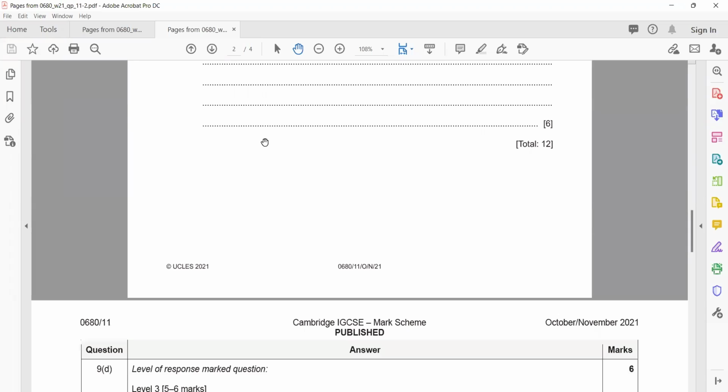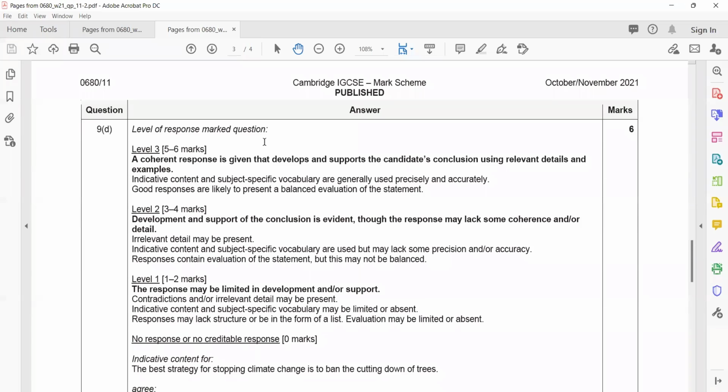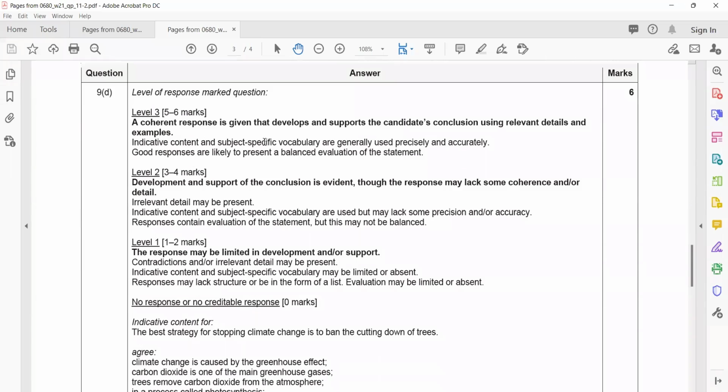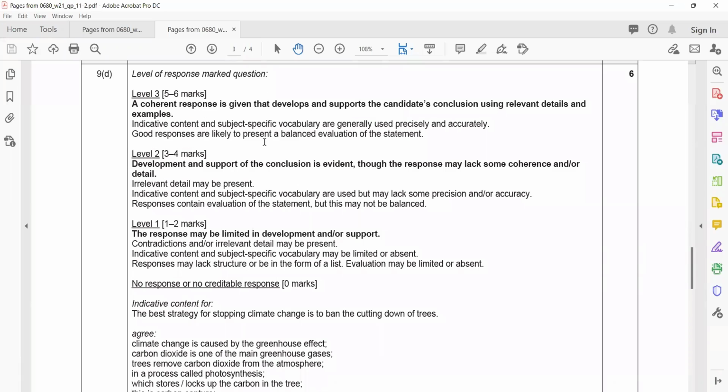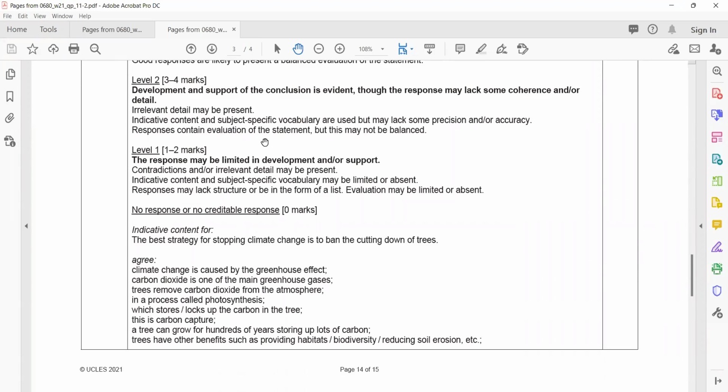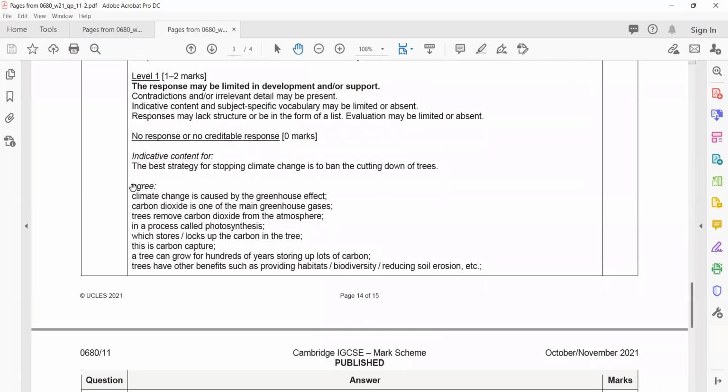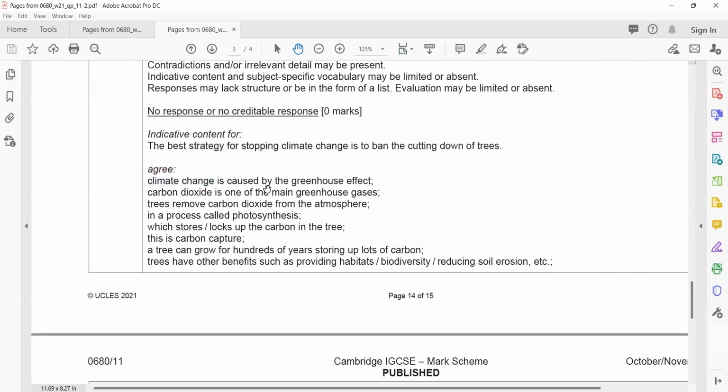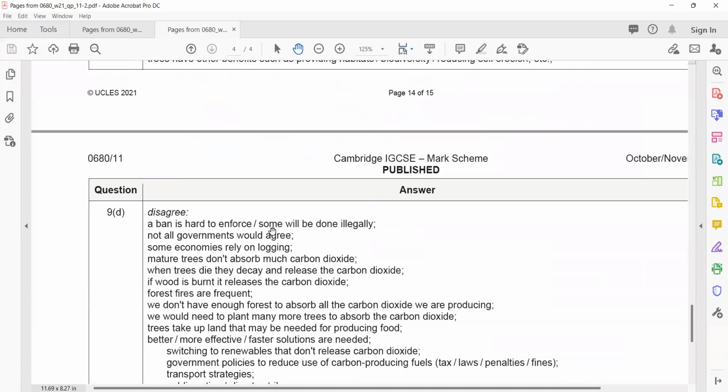So now here you can give multiple answers. For example, now see here, the level of response. You can say agree or disagree, it's up to you. For example, if you agree, here is the agreement: climate change is caused by the greenhouse effect. Carbon dioxide is one of the main greenhouse gases. Trees remove carbon dioxide in a process called photosynthesis, the same as you have mentioned. So that is fine.